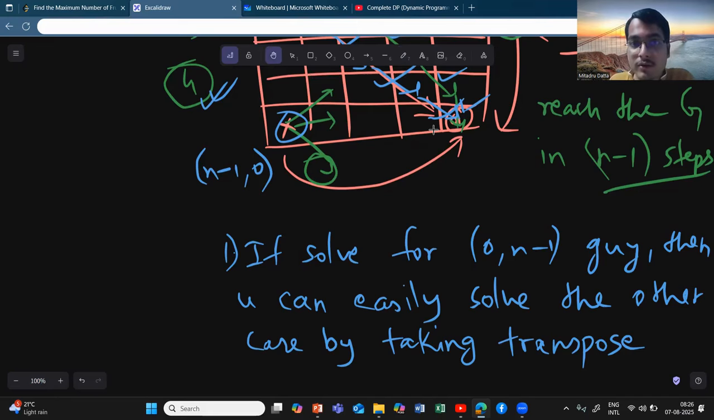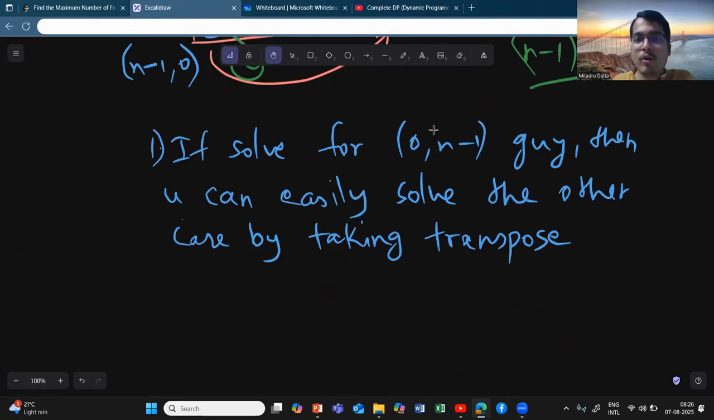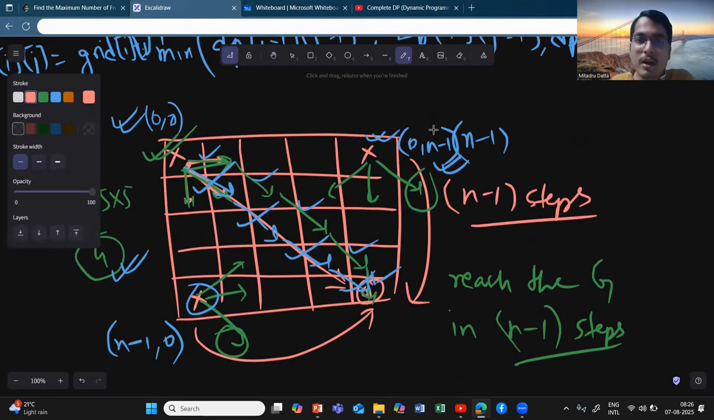Okay, now what is the second observation? This guy who is coming from 0 comma n minus 1 cannot cross the midpoint of the grid, cannot cross this diagonal line. If it ever crosses, it cannot reach in n minus 1 steps. I hope you can easily understand that. Let's say it cannot step on the diagonal also, because once it steps on the diagonal, the only optimal path is to traverse along the diagonal, and there is no use of overlapping the same path which has already been taken, because you will end up taking fewer fruits, since those fruits are already collected. You cannot collect them twice.